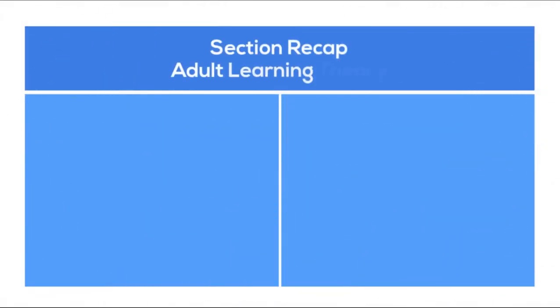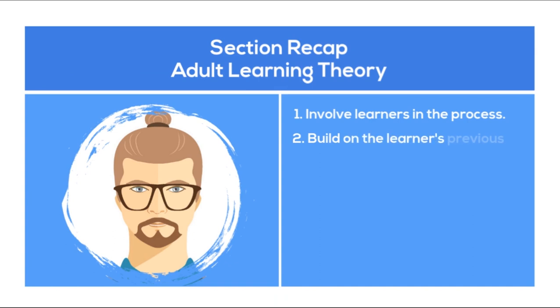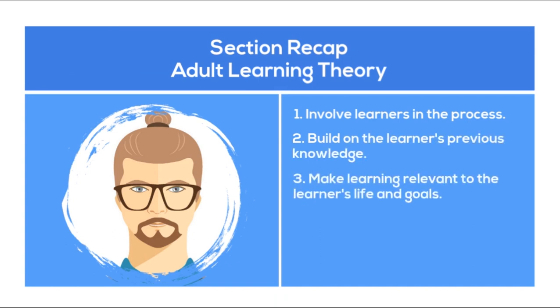Section Recap: Adult Learning Theory. 1. Involve learners in the process. 2. Build on the learner's previous knowledge. 3. Make learning relevant to the learner's life and goals. 4. Learning material should be problem-centered.